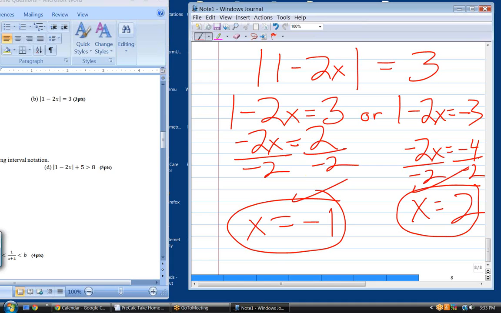And usually absolute value problems almost always are going to have two solutions. It's rare that you'd have less than 2. I can't even think of a problem that would have less than 2. Gotcha.